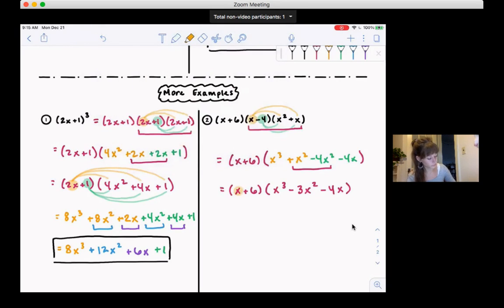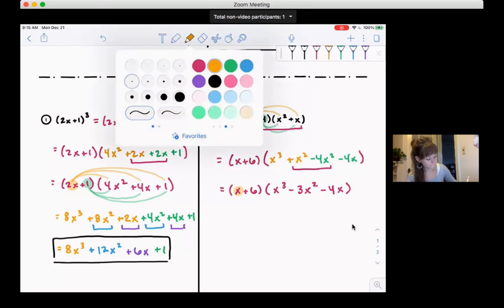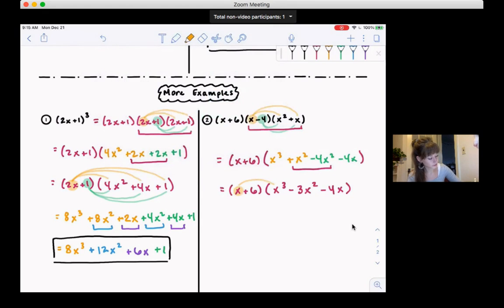So we'll start by distributing x to everything. X times x to the third, that's x to the fourth power this time. X times minus 3x squared, so that's minus 3, and then x times x squared is x to the third. And then x times minus 4x, so that gives us minus 4x squared.